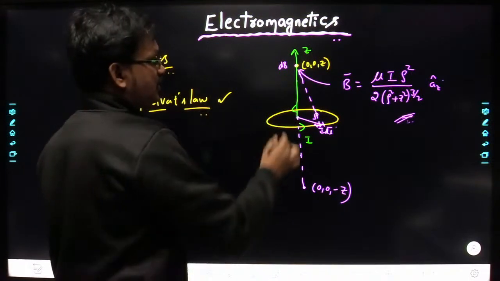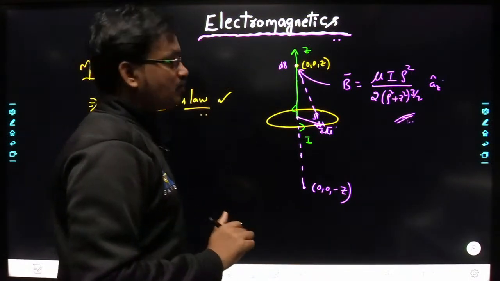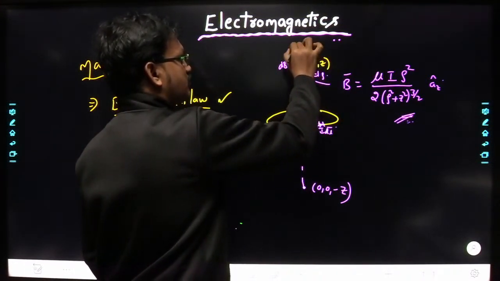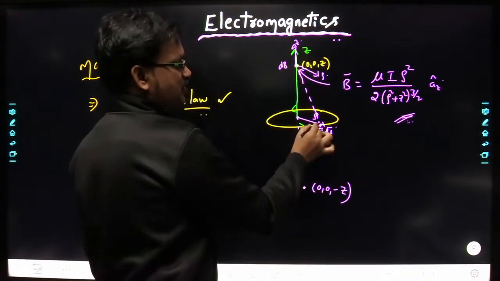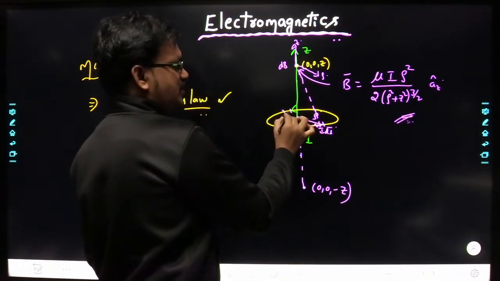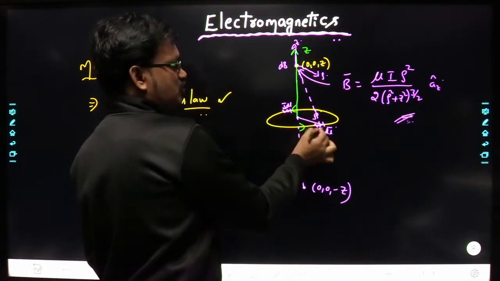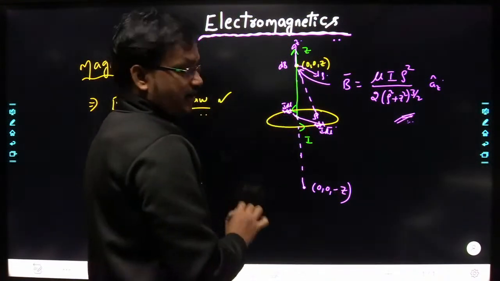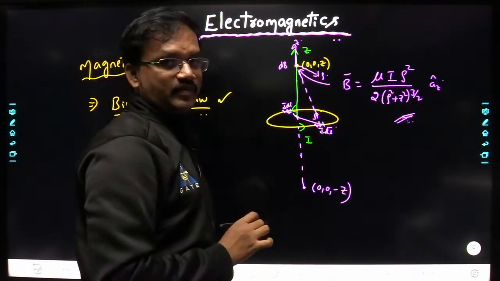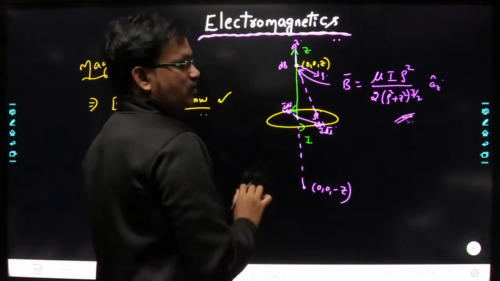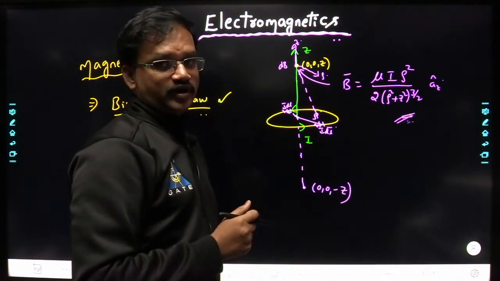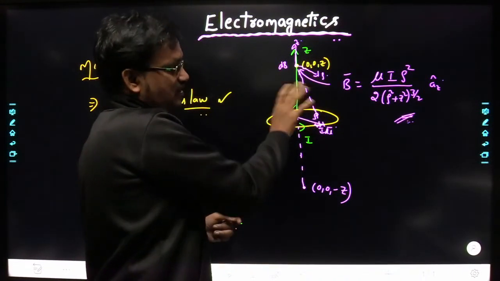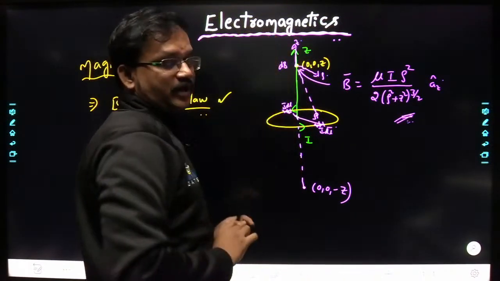So we have seen that this small differential B field is having two components. One is along the rho direction, and another one is along the z direction. For each and every current element, there exists a symmetric current element on the opposite side. Yes or no? Exactly opposite to this one, there exists a symmetric current element. So this current element is also going to have a rho component as well as a z component. Understood? These rho components are parallel to the circular loop, and the z component is perpendicular to the circular loop.